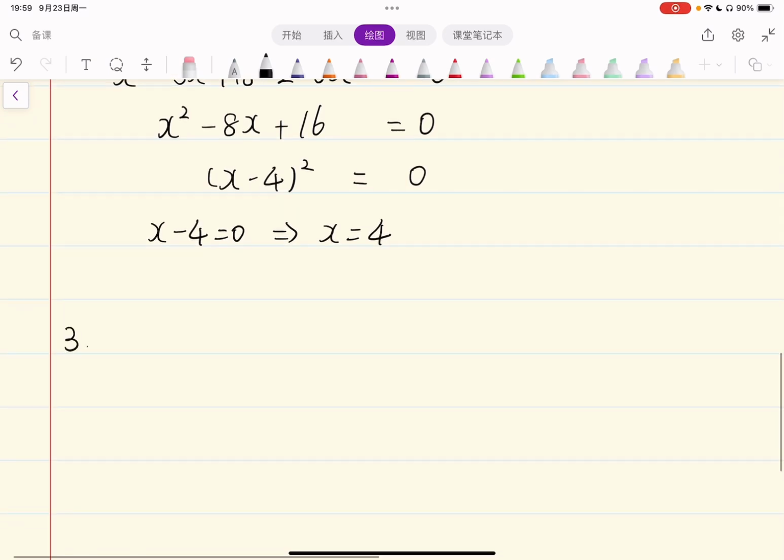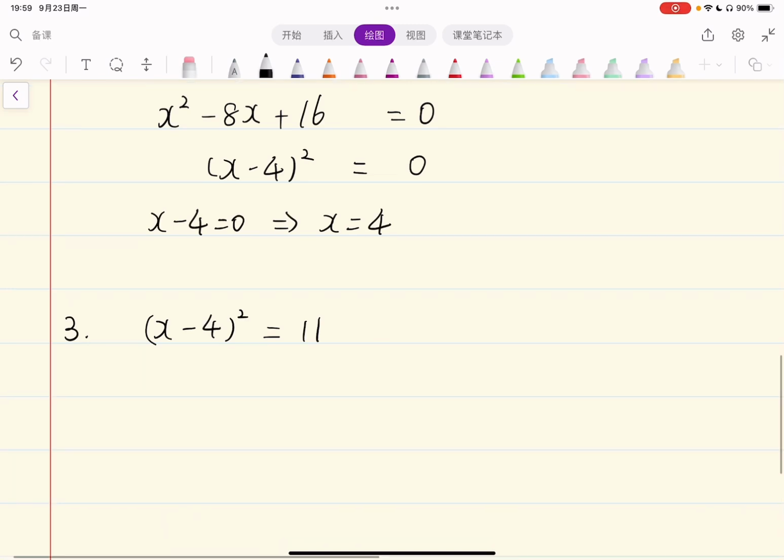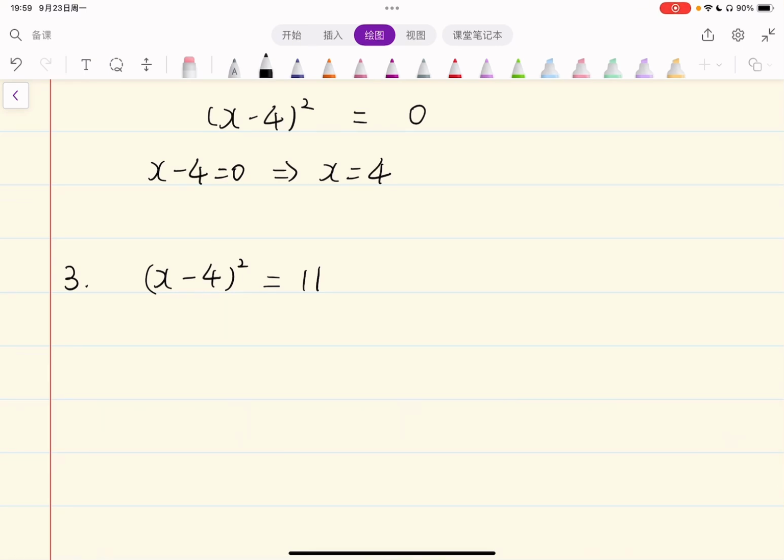For the third question, we have x minus 4, squared, equal to 11. So how do we do that? In this situation, we can just take the square root of both sides. We don't need to move the right-hand side to the left-hand side. But maybe let us see what happens if we do. We can do this first: x minus 4, squared, minus 11 equal to 0.